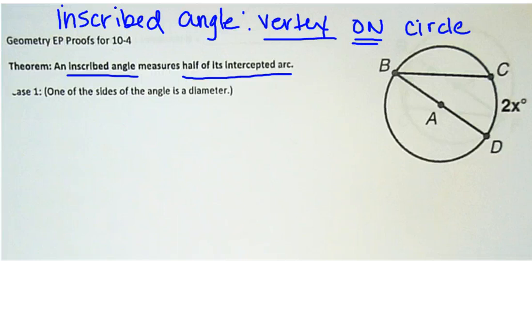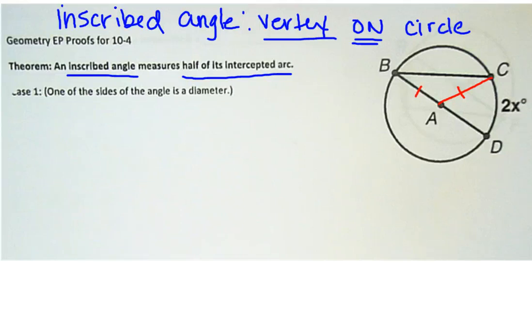So if I look at my picture, this angle here is an inscribed angle. You can see it intercepts this arc, and its vertex is on the circle right here. Based on this theorem, since this arc is 2x, this angle has to be x degrees. So I'm going to go through a very informal proof explaining why that is the case. The first thing I'm going to do is draw a radius from A to C. So radius AC has to be congruent to radius AB, just by definition of a radius.